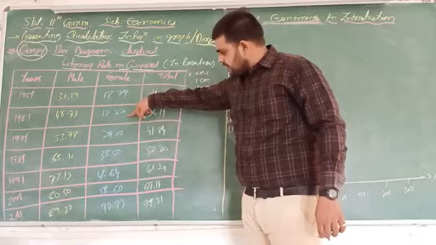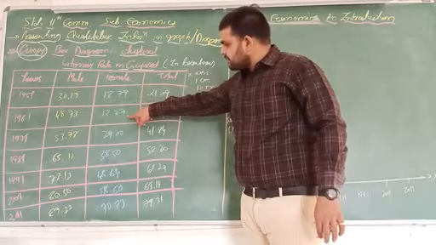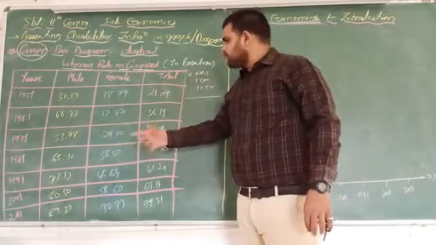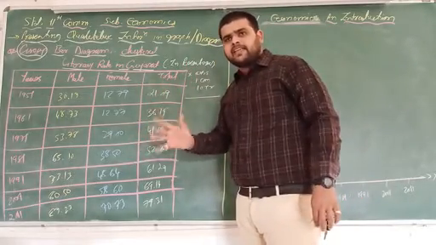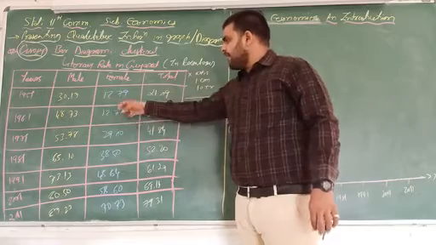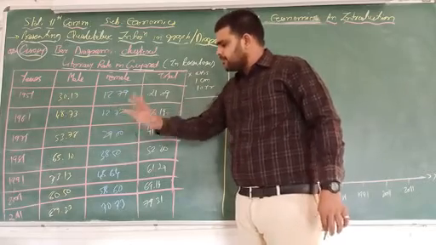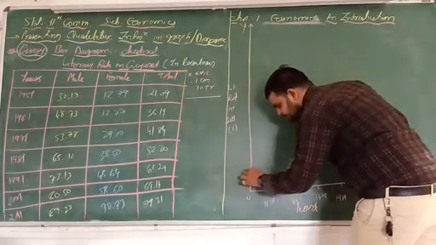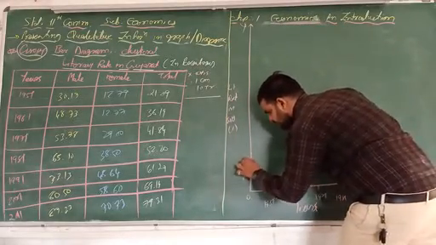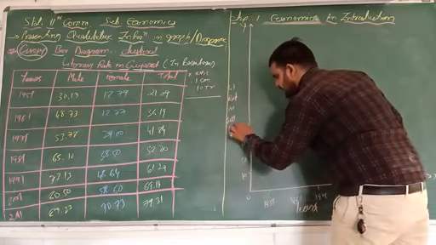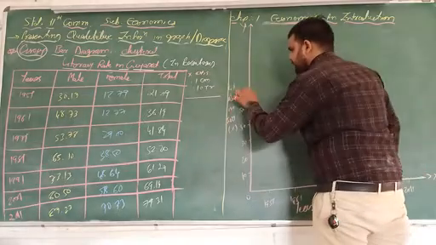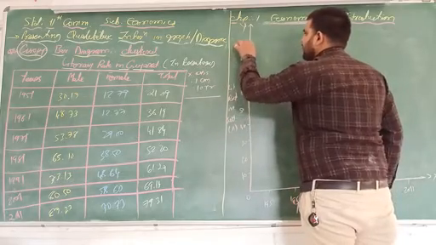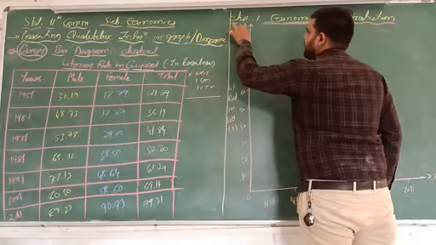12.77. See, this is the minimum, and what is the maximum? So maximum is 87.23. Okay, so again we have to take that much type of scale, which includes minimum 12.77 as well as maximum 87.23. Again we have to take here 10, 20, 30, 40, 50, 60, 70, 80, 90 and 100.